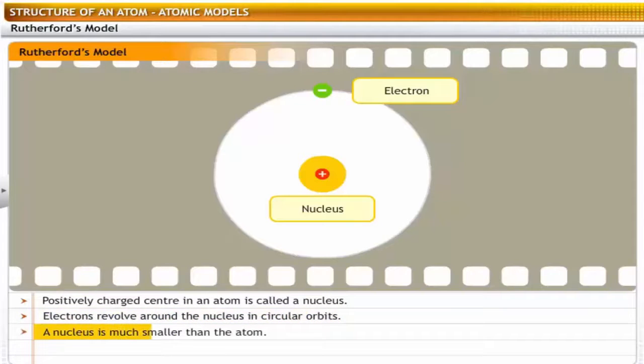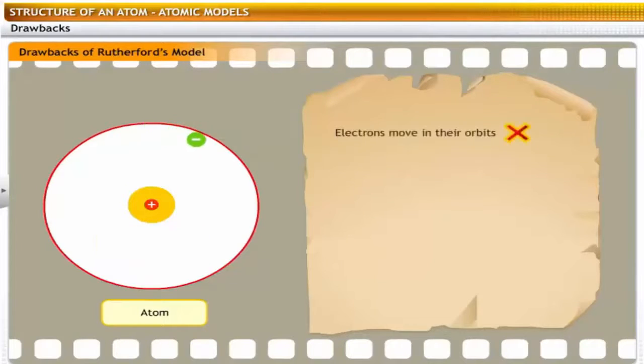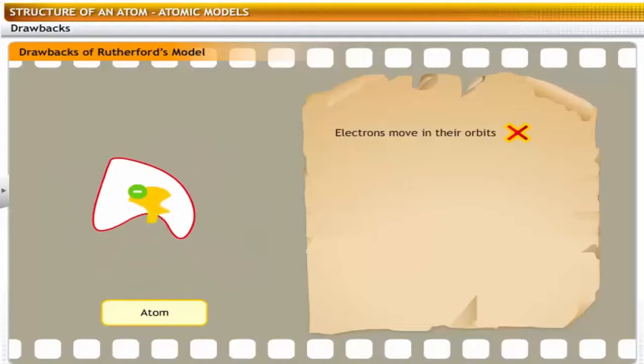The nucleus is much smaller in size than the atom. According to Rutherford's model, the electrons, while moving in their orbits, would give up energy. This would make them slow down, gradually move towards the nucleus, follow a spiral path, and then fall into the nucleus. Ultimately, the atom would collapse. In reality, however, an atom is stable. Therefore, this particular assumption made by Rutherford was inaccurate.